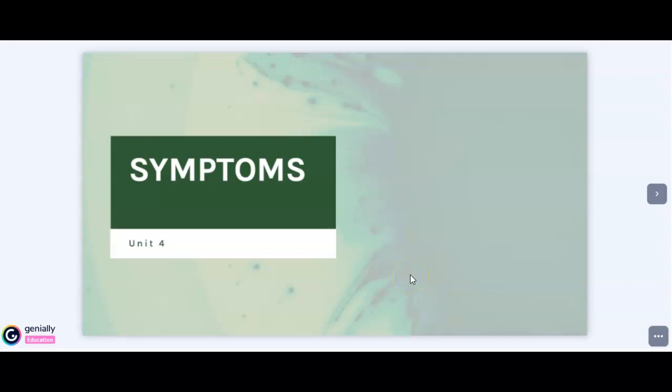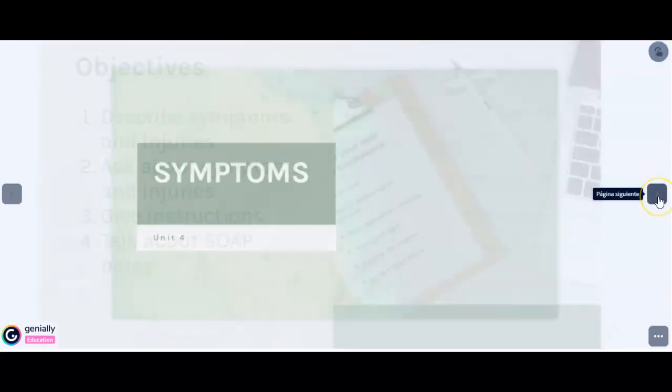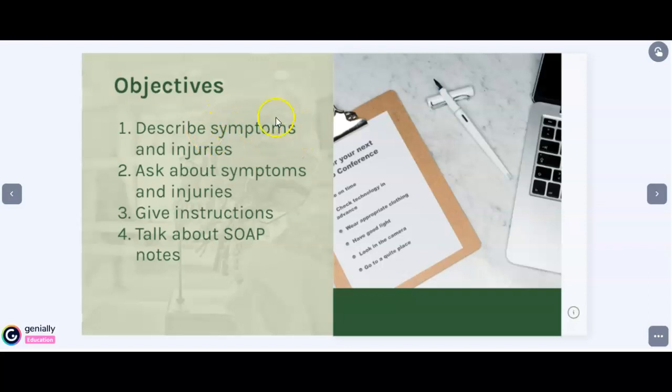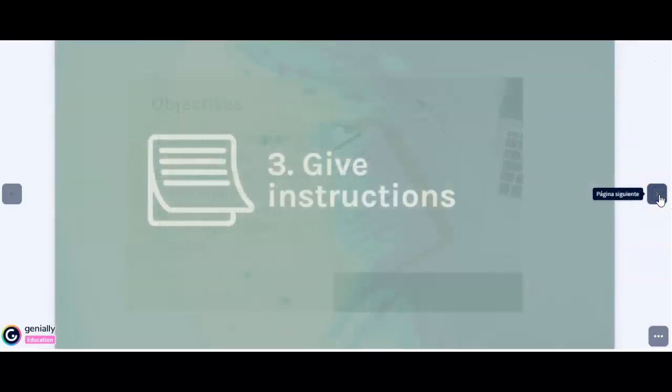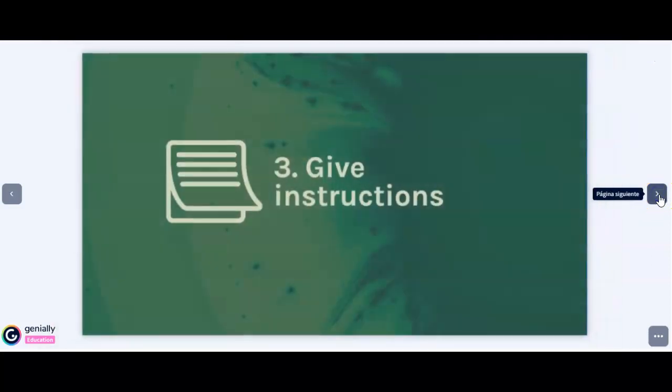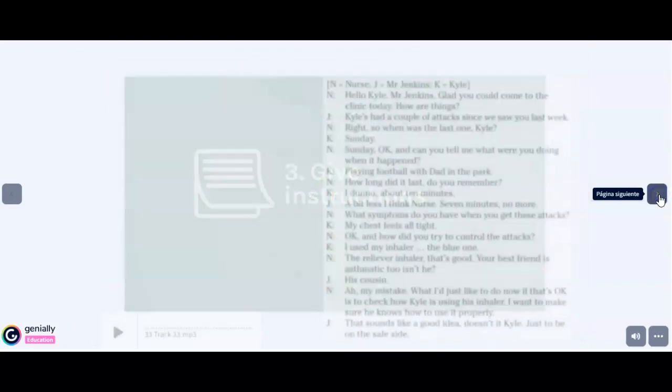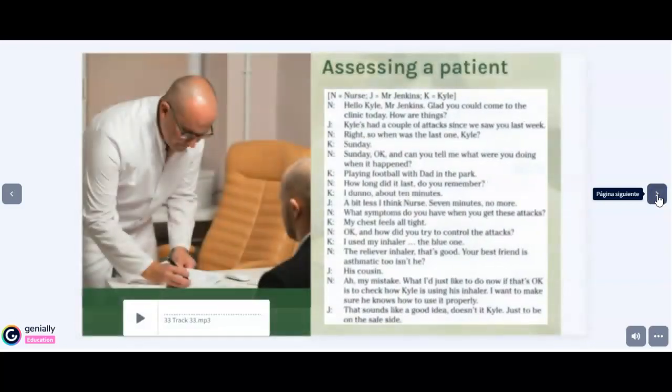Let's continue talking about symptoms. So far, we have learned how to describe symptoms and injuries. We have learned how to ask about symptoms and injuries, and now we're gonna learn how to give instructions to patients when they have to follow certain procedures. First of all, let's check this recording.